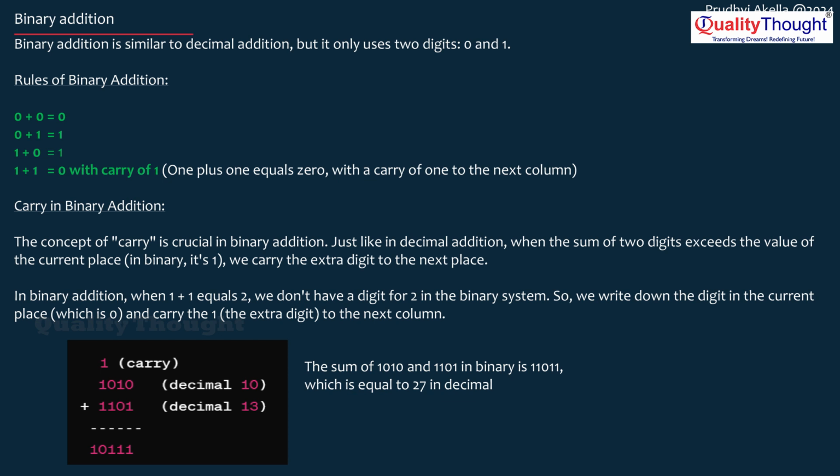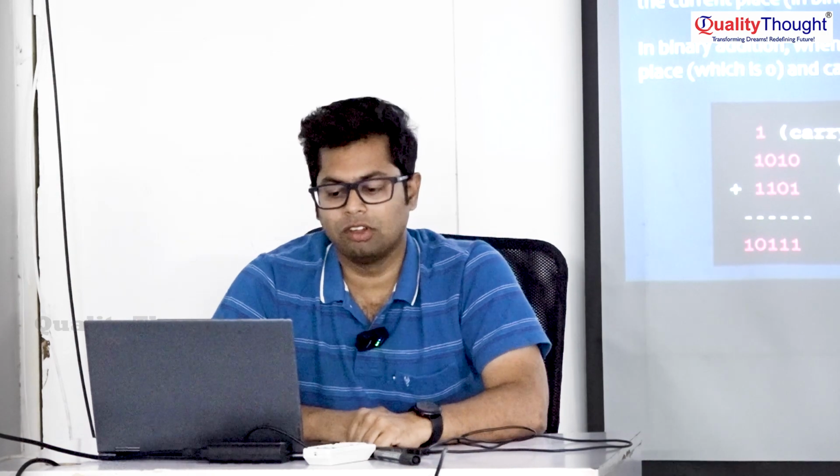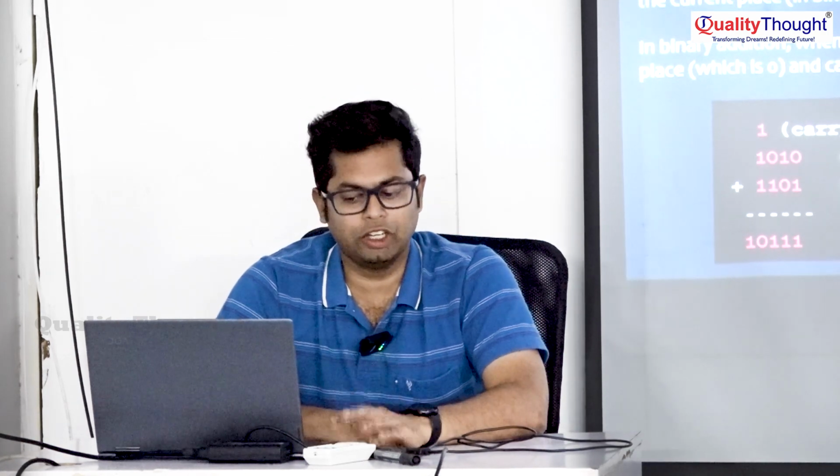As you guys know, in binary addition, 0 plus 0 is 0, 0 plus 1 is 1, 1 plus 0 is 1, and 1 plus 1 is 0 with carry forward of 1, correct? This we already discussed in the previous session. So now we will take the 10 and represent that in binary, take 13 and represent that in binary, and then perform the sum between 10 and 13.